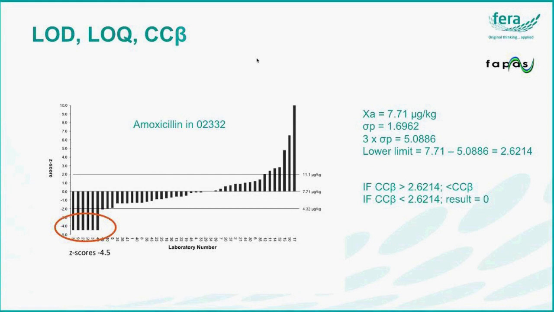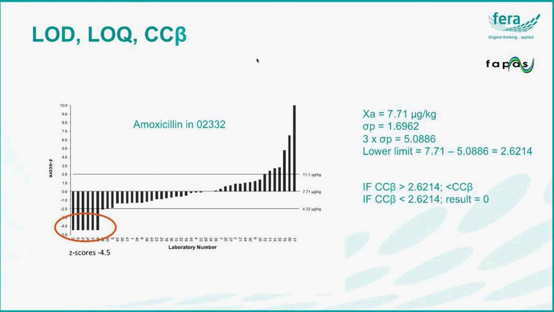What we're doing is assessing laboratories on whether they should have been able to detect amoxicillin based on their CC beta. There is a mechanism for doing this, so we set a lower limit dependent on the assigned value and 3 times standard deviation. So 3 times sigma p is 5.0886, therefore our lower limit, our criterion for assessing labs on their detection capability, is the assigned value minus 3 times sigma p, which is 2.62.